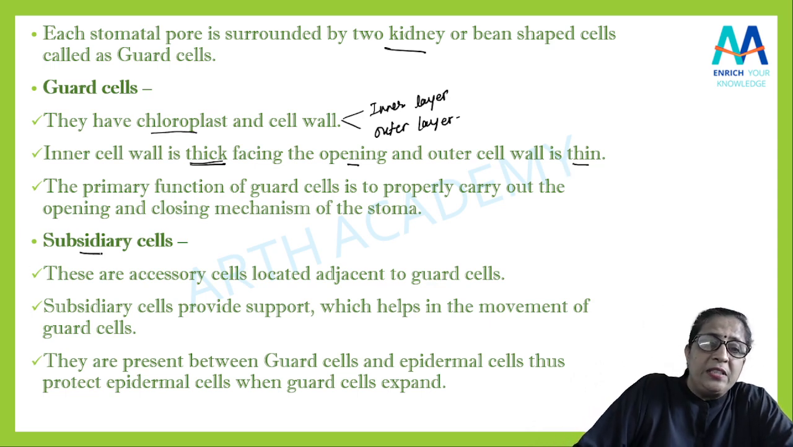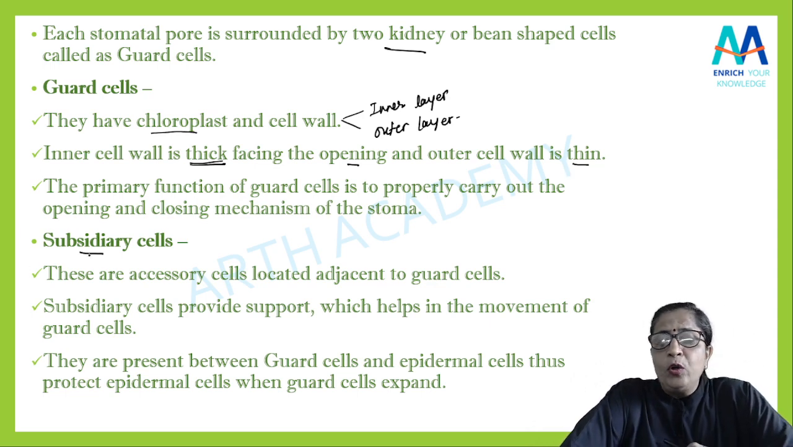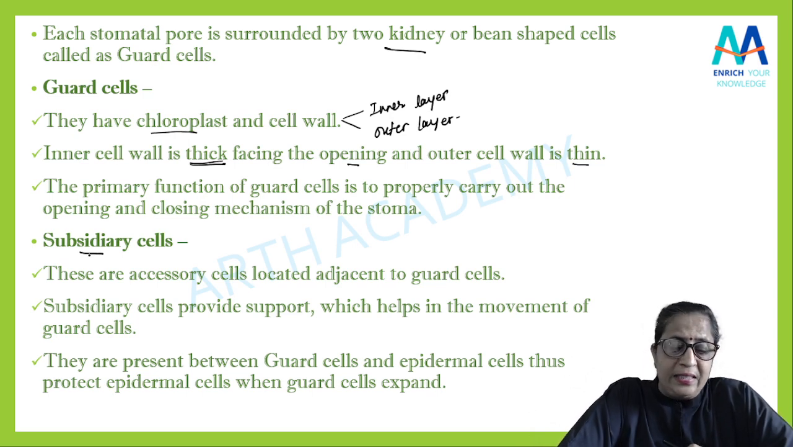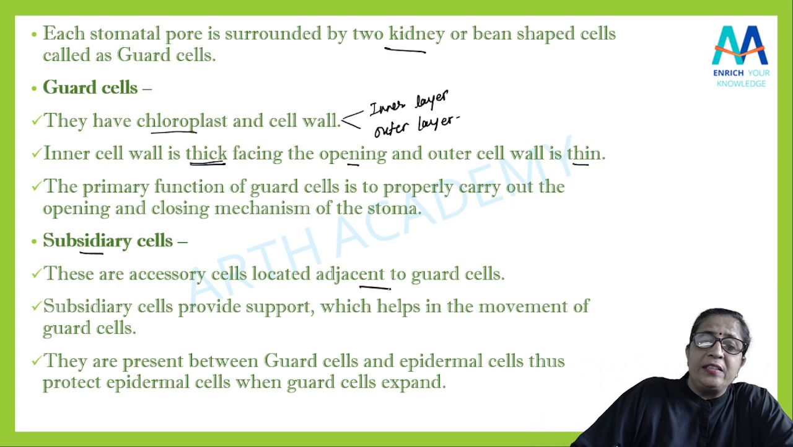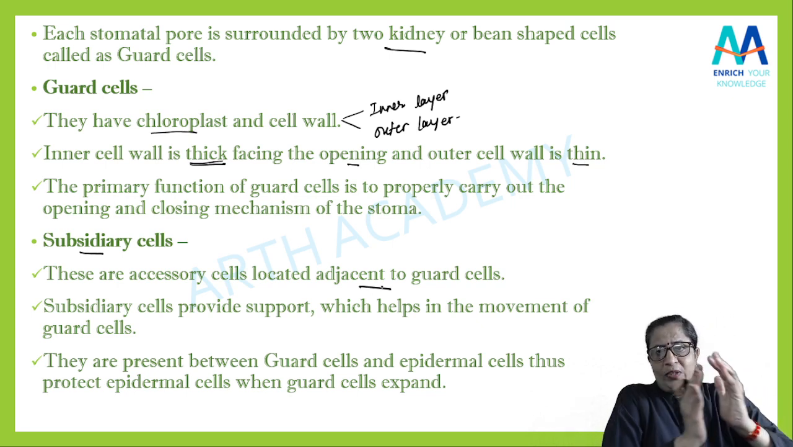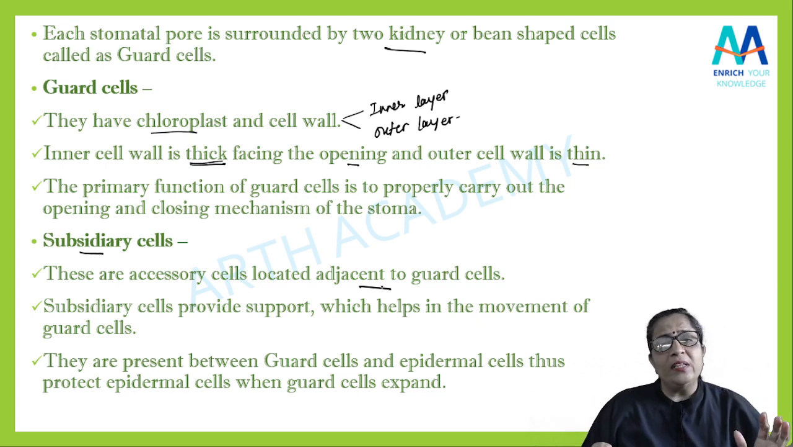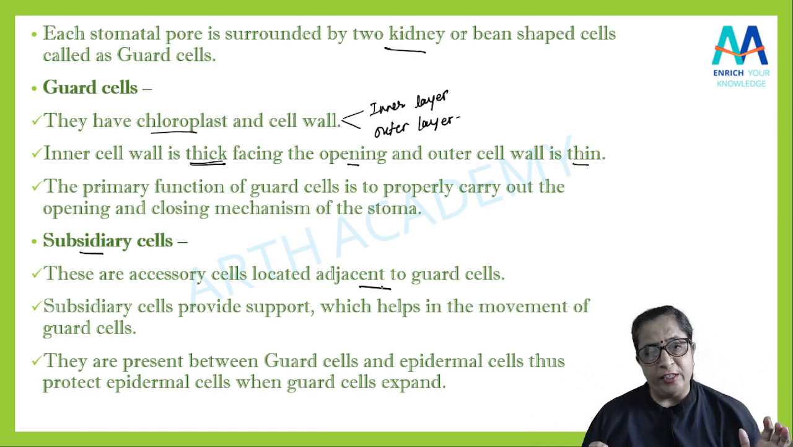They are the subsidiary cells, or you can also call them accessory cells. Now, where are these accessory cells? These are located adjacent to guard cells. Guard cells के तुरंत साथ में ही रहते हैं, वो रहते हैं accessory cells या subsidiary cells.